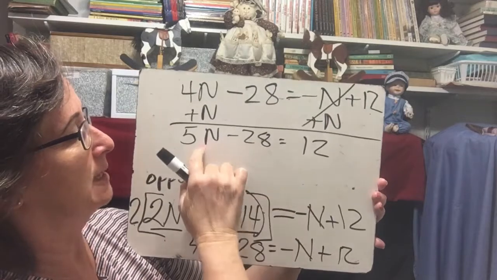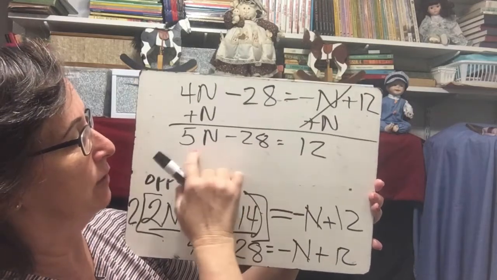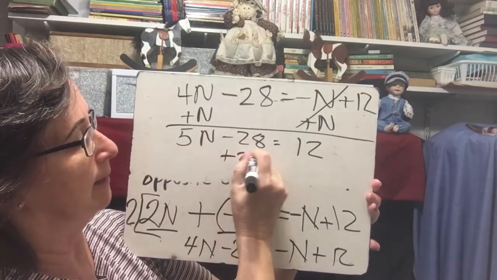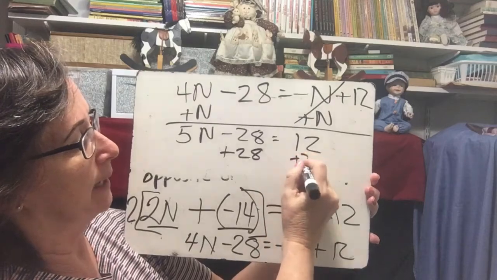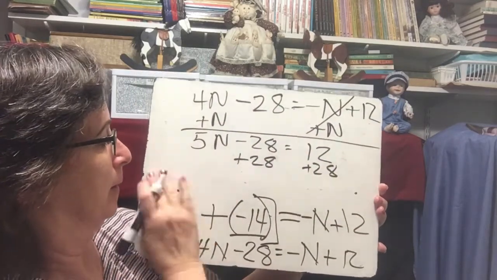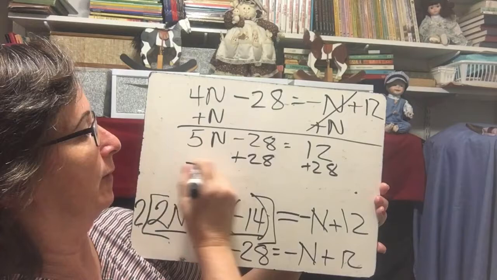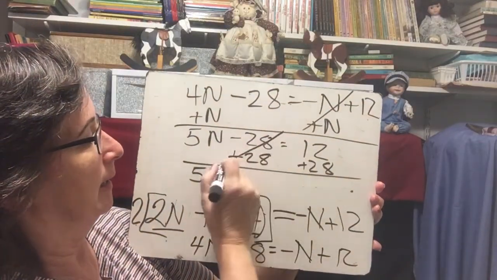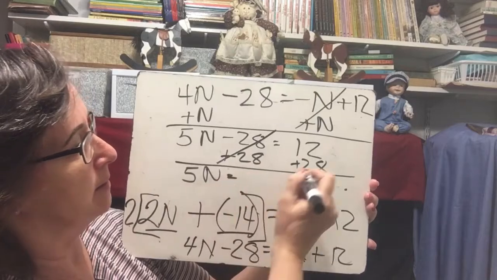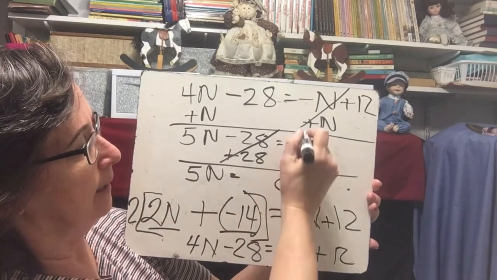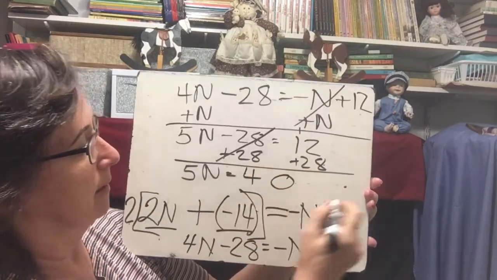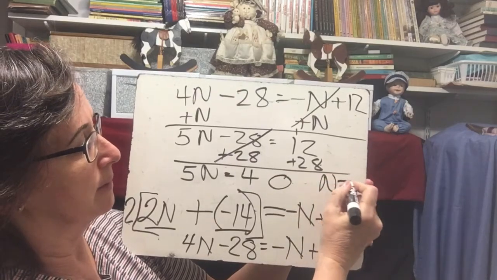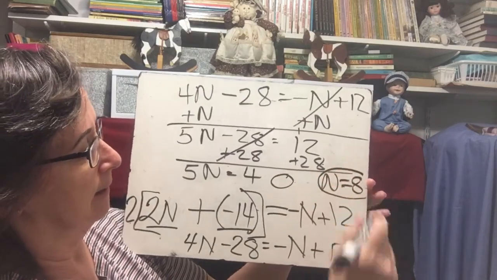Now we want to get this n by itself. So we want the n term by itself, so we'll add 28 and add 28 over here. So now let's see what we've got. 5n equals 40. So n equals 8. Okay, so since I ran out of board, let's go back and look at the answer.